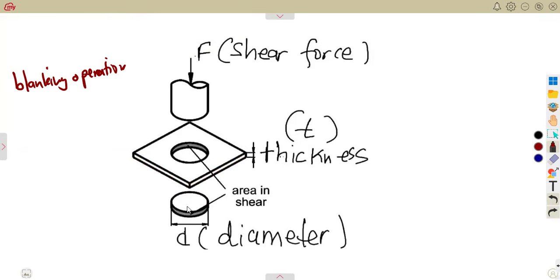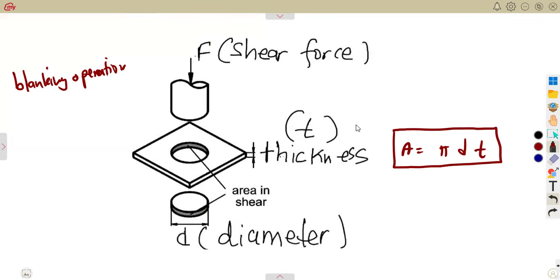So what is it that we are going to need from that? It is the length, which is referred to as the diameter. With that and the thickness, it is going to give us the area. So the area can now be given as pi dt, which is pi times the diameter times the thickness, where t is the thickness and d is the diameter.